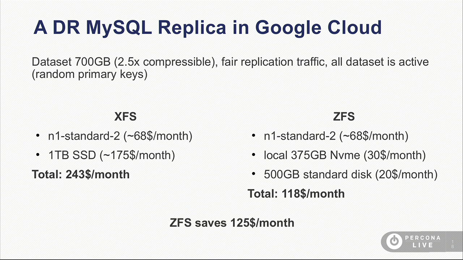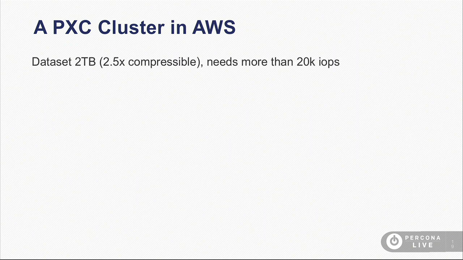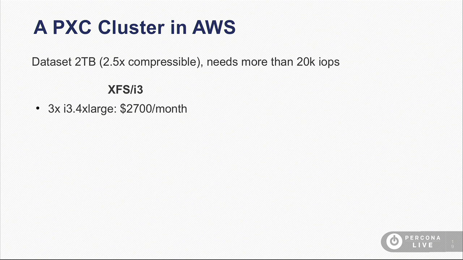So the difference is not big here, but we'll see another example which is bigger. Let's say another guy wants to launch a PXC cluster in AWS. So there's a few options again. Let's assume the data set is 2 terabytes in size. Again, 2.5x compression, which is fairly conservative. But you need a lot of IOPS, let's say 20K IOPS. So our first option, we want to use XFS on i3 type instances.